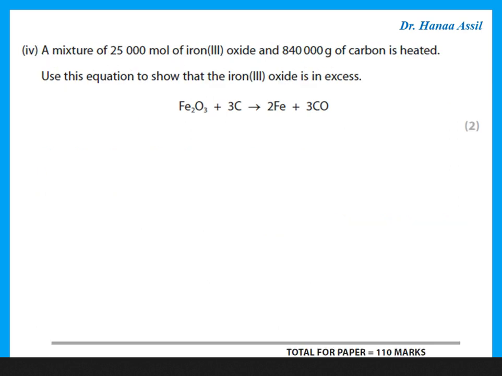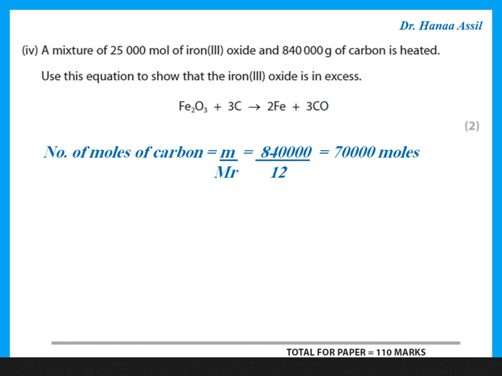A mixture of 25,000 moles of iron 3 oxide and 840,000 grams of carbon is heated. Use this equation to show that in this case the iron 3 oxide is excess. So in order to know that iron 3 oxide is excess, I need to get the number of moles of carbon. So he says I have 840,000 grams, so the number of moles of carbon will be the mass over the molecular mass of carbon. So this gives me this number of moles.